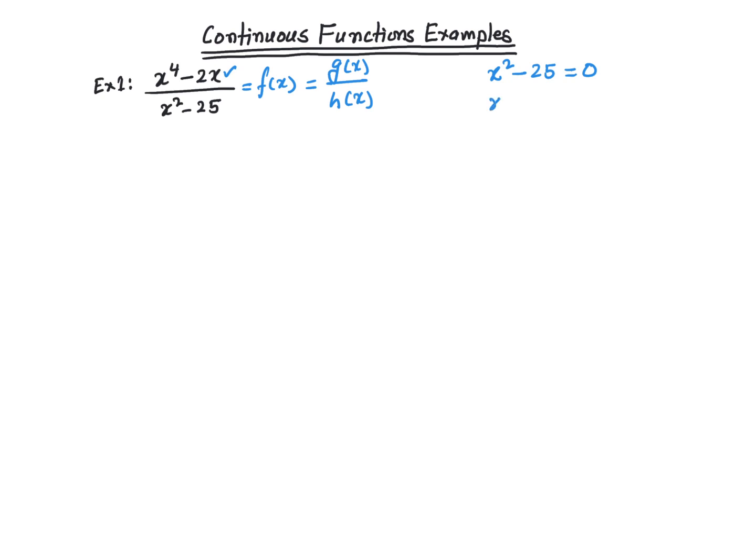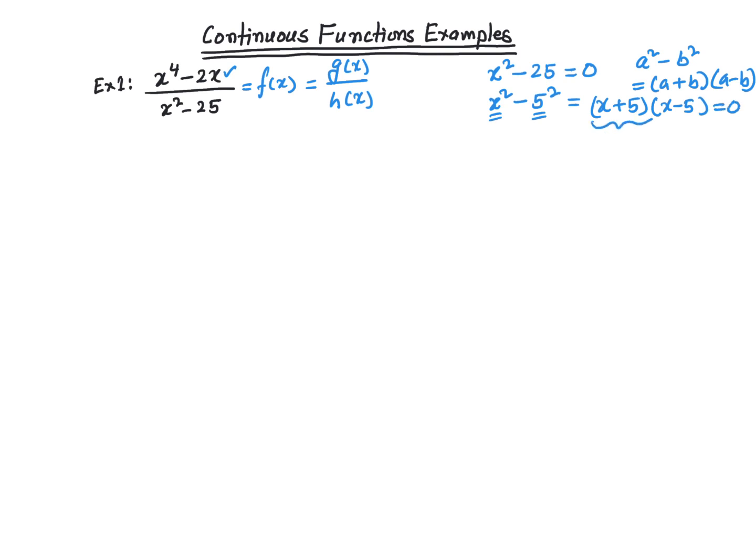You probably remember your difference of squares formula, x squared minus 5 squared, which is like a square minus b square. A square minus b square is equal to a plus b times a minus b. Similarly, x squared minus 5 square is going to be x plus 5, where x is like your a and 5 is like your b. So x plus 5 times x minus 5 is equal to 0.